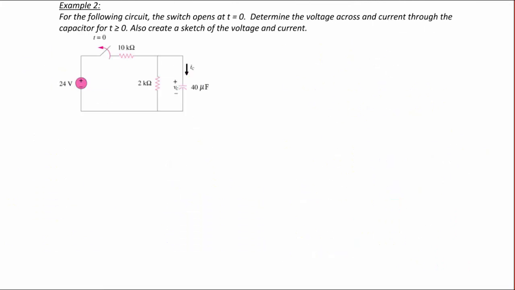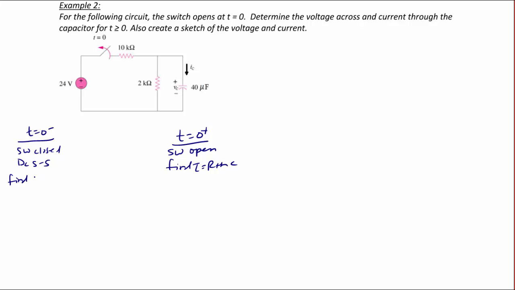Now let's look at example 2. We have an RC circuit where the switch opens at time 0. Determine the voltage across and current through the capacitor for t greater than or equal to 0. Also create a sketch of the voltage and the current. At t equals 0 minus, the switch is closed and we have DC steady state conditions. At t equals 0 plus, the switch is open and we use this circuit to find tau equal to R Thevenin times C. And we use this circuit to find VC of 0. And we can also find IC of 0.